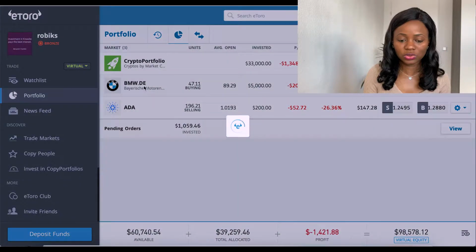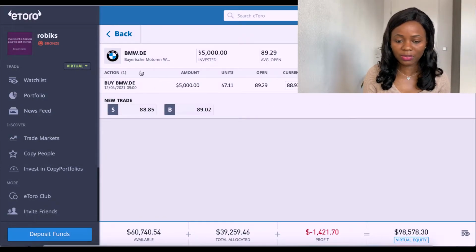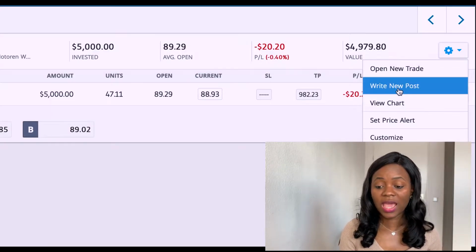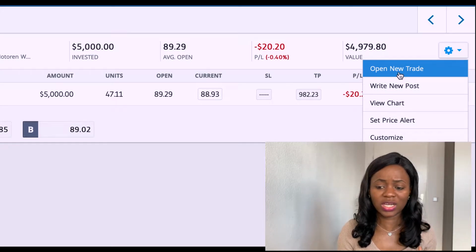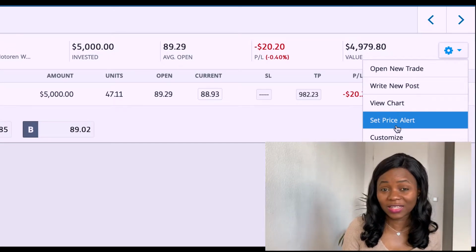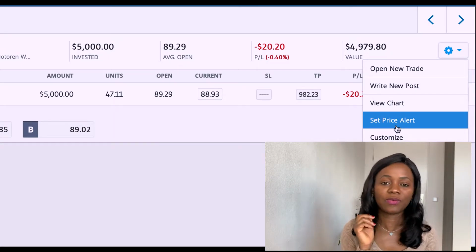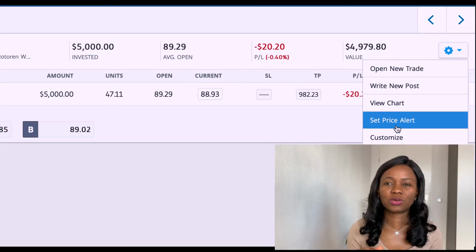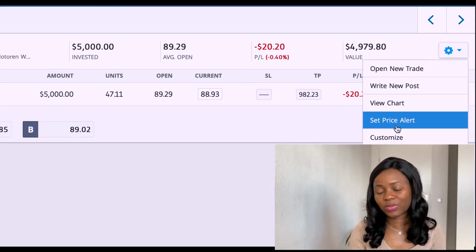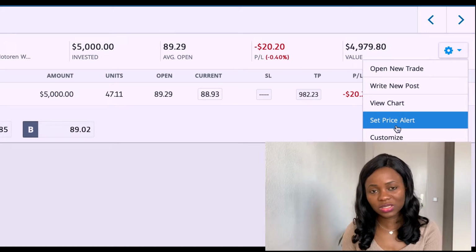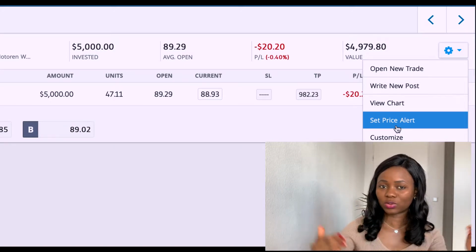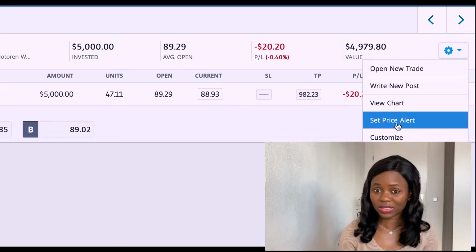And one thing I want to show you again is let's go back to BMW. On each investment I want, I can write a post about it. You can write a post, you can say I just opened a trade recently. You can view a chart, you can set the price alert. For example, if you've bought a particular product at a higher price before, and you want to buy at a lower price, you can set a price alert and say, once this price has been achieved, please let me know so that I can buy more to reduce my cost of purchase. So you can do that on eToro as well.